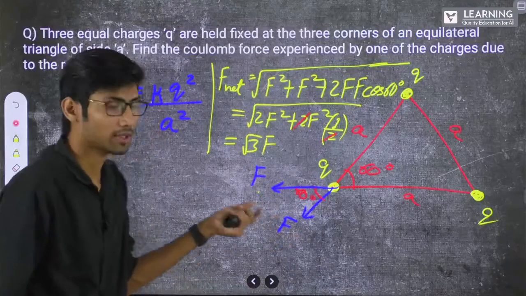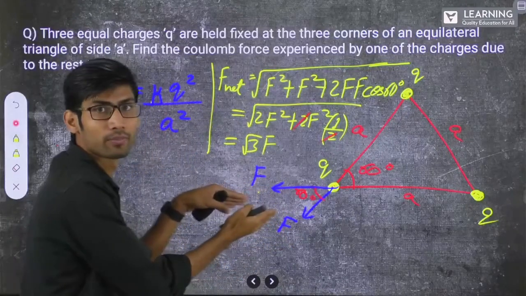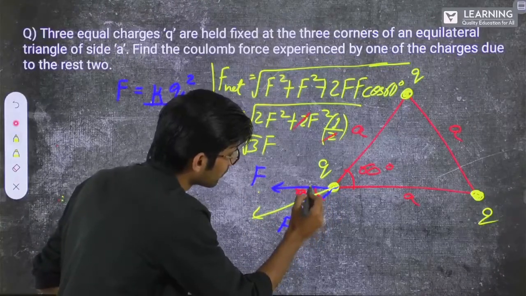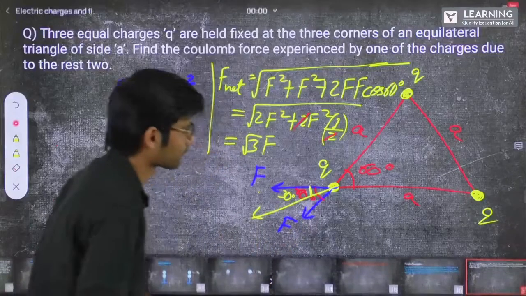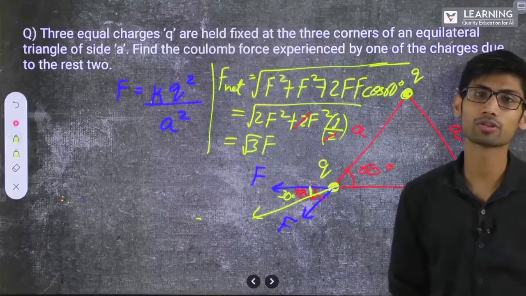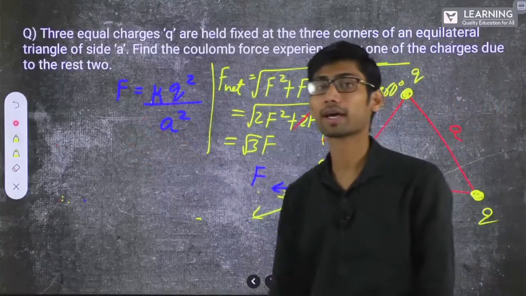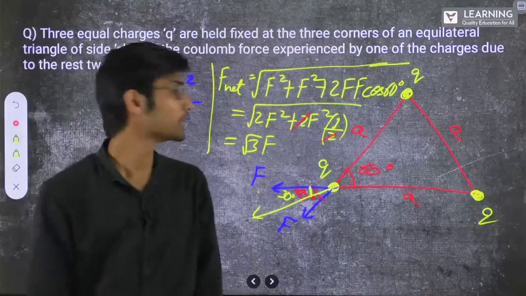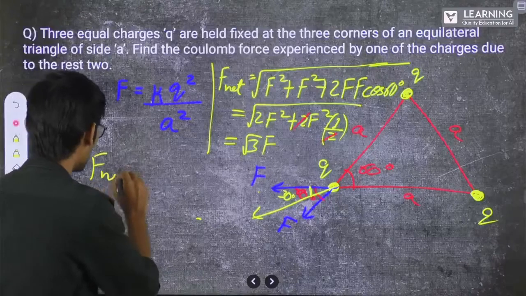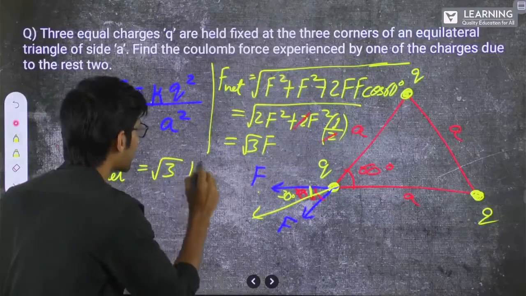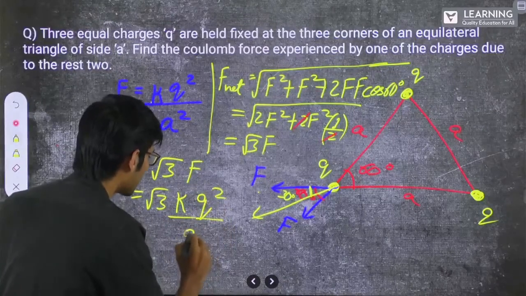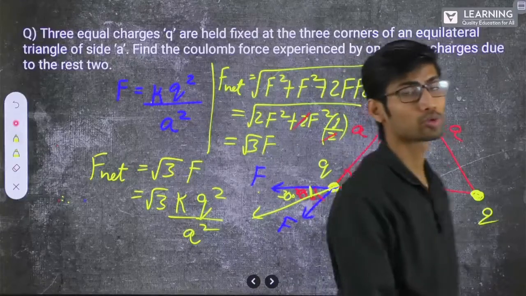And since the magnitude of both the forces is the same, the net force will be at 30 degrees from the horizontal, 30 degrees below the horizontal towards left. That is the direction, and the magnitude is root 3 F. That is, F net is equal to root 3 F, that is root 3 KQ square by A square.